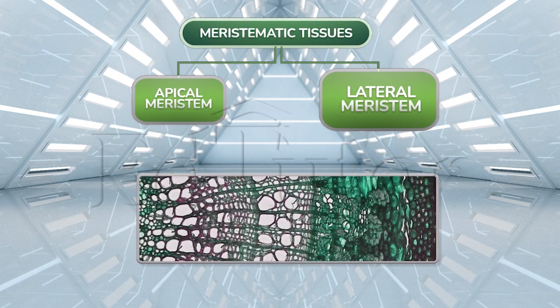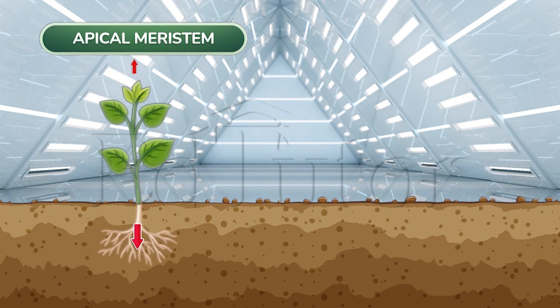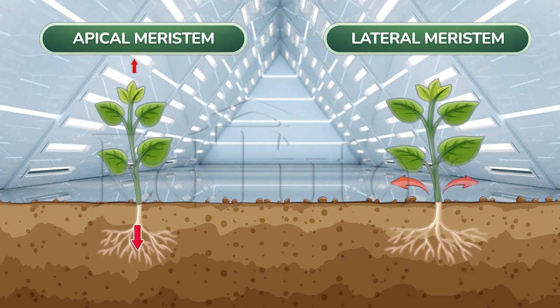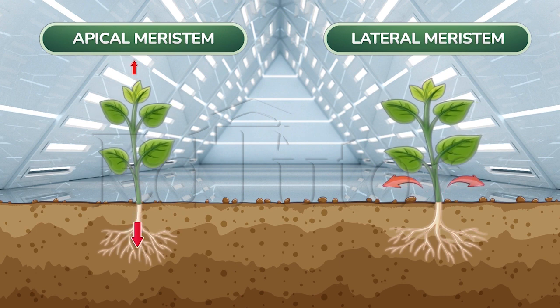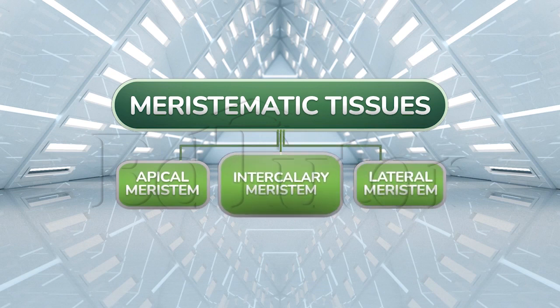Now, lateral meristem is further divided into two types, both of which are responsible for an increased growth of plant parts. The vascular cambium that is located between the xylem and the phloem, and the cork cambium that can be found in the outer lateral sides of the plant. In short, the apical meristem increases the length of the stem, while the lateral meristem increases the width or the girth.